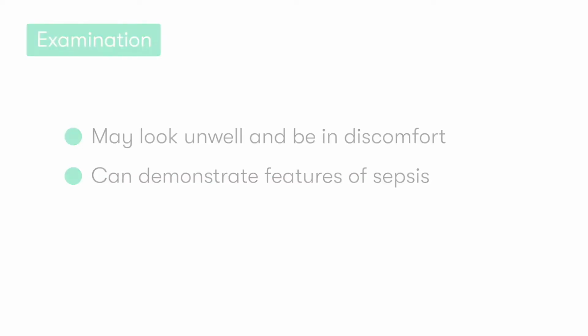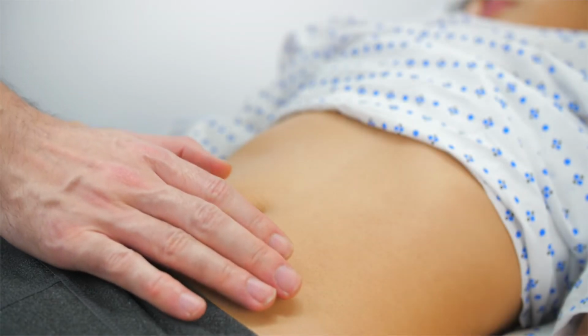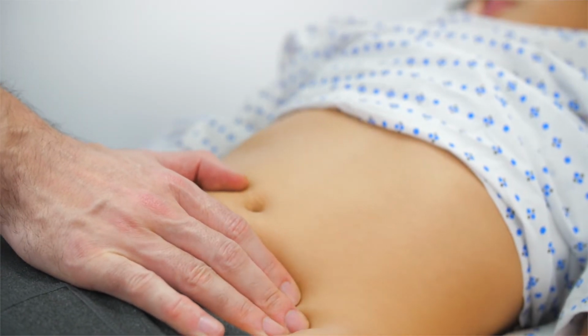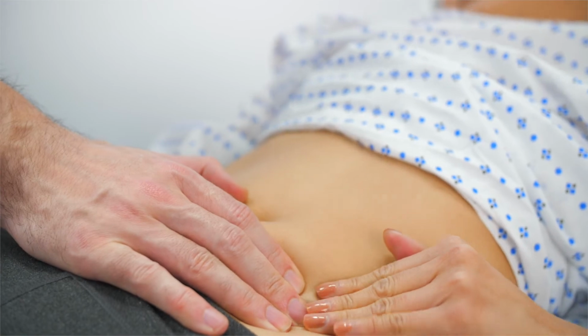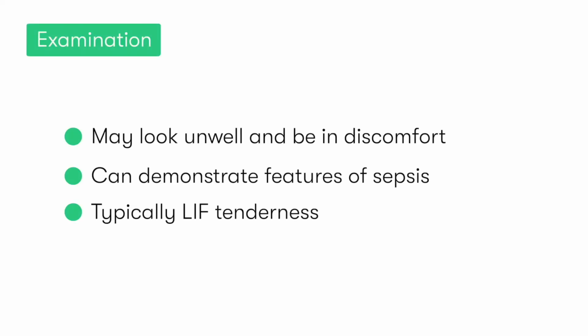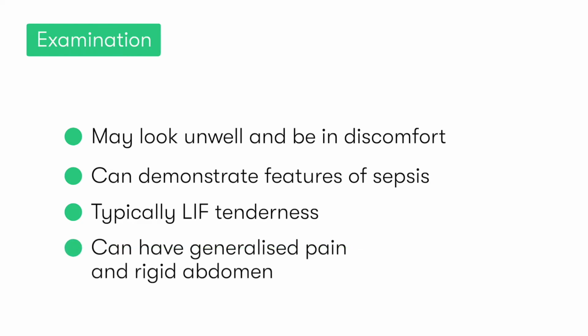When we examine the patient's abdomen, the patient will typically have pain in their left iliac fossa, if they have sigmoid diverticulitis, which most commonly the patient will have. However, if they have a significant perforation, then they may also have generalized peritonitis and have a rigid abdomen with generalized tenderness.